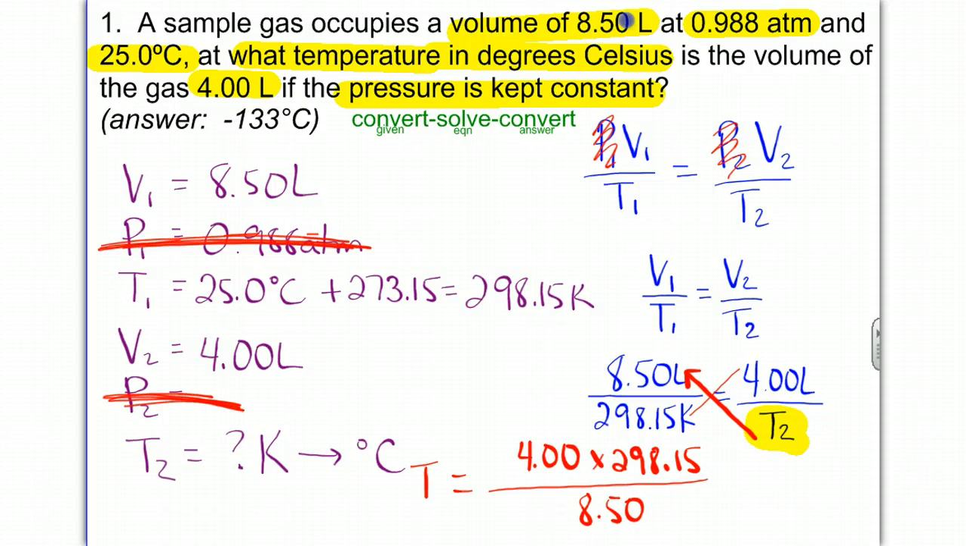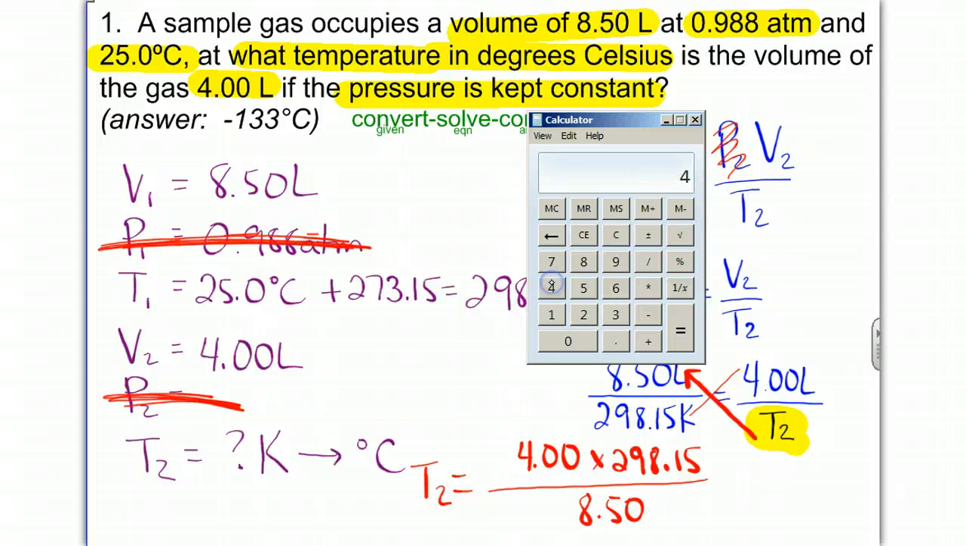This is going to equal your second temperature. So we'll take 4.00 times 298.15, and that's going to be divided by 8.50. This gives us 140.3. We want to watch our sig figs. Our givens are all 3 sigs, so I want this to be 140 with a decimal running after it.